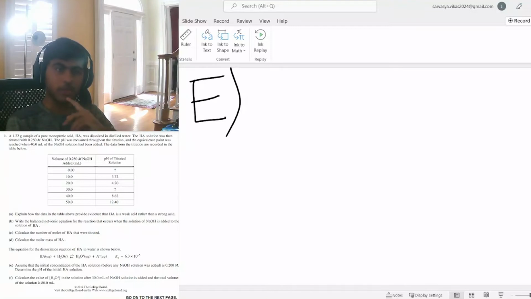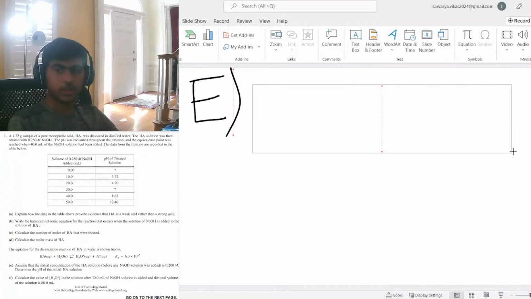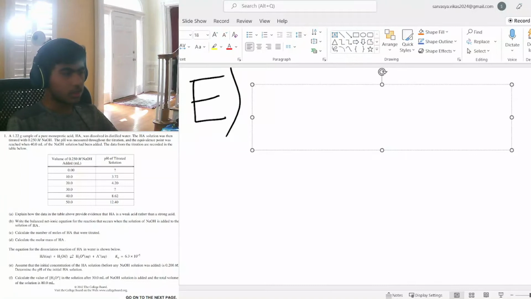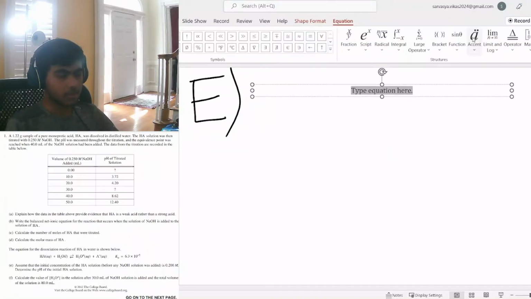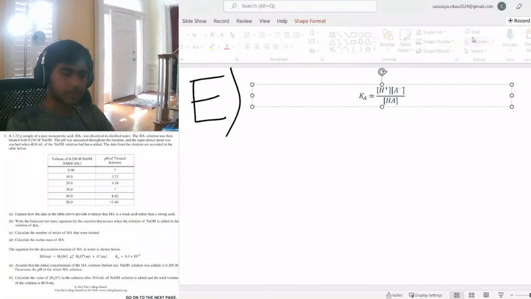Alright, let's see how we're going to go about doing this question. Well, the equilibrium expression here is going to be Ka equals, on the numerator, the concentration of the H plus, the protons flying around, and the conjugate base. And then in the denominator we just have HA, because the water is not going to be in there.